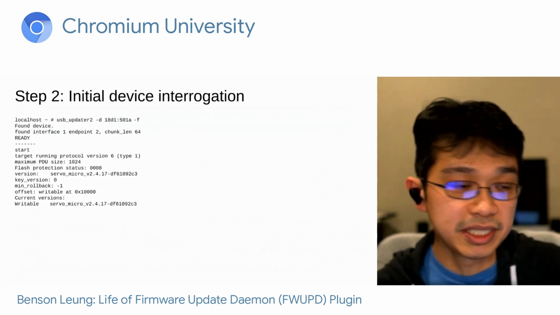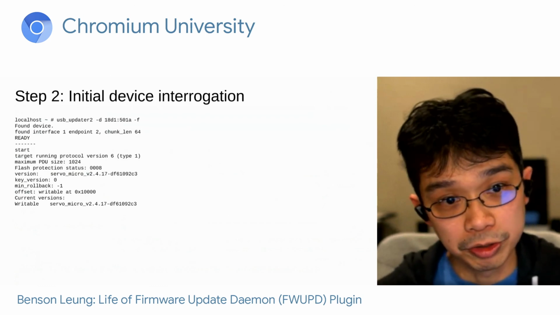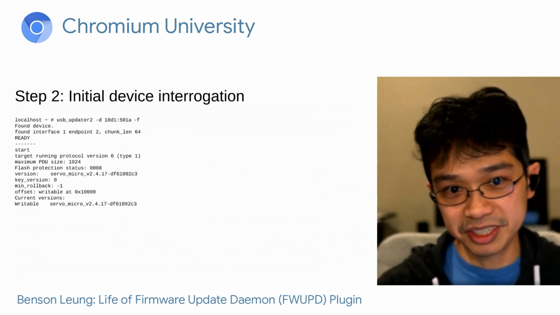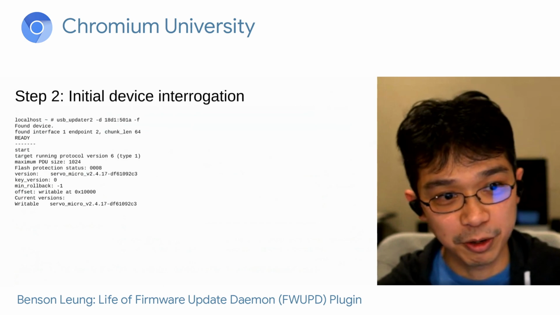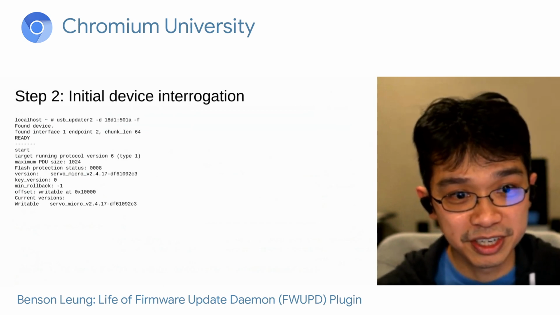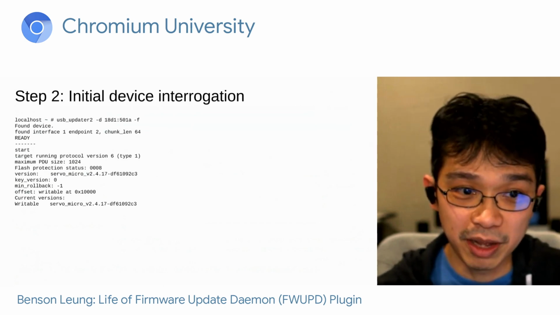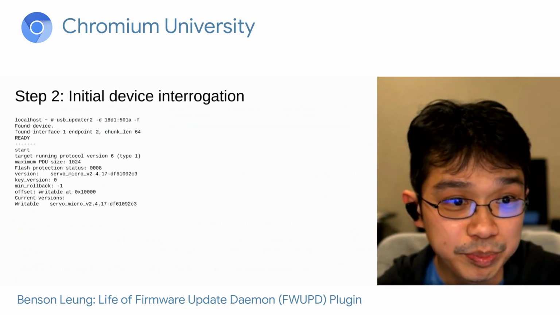So let's take a look at a basic command that I can run using the old USB-updater2 utility. Using -f, I can query a bunch of the vital information, including its version string. So how can we accomplish the same thing using a plugin?